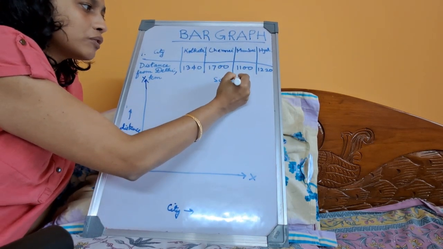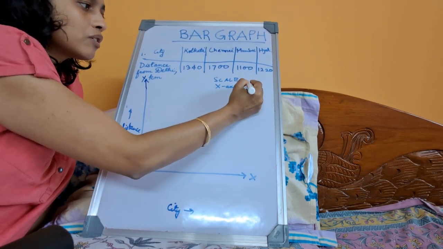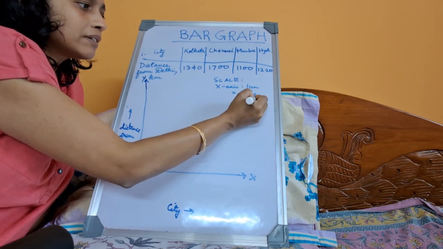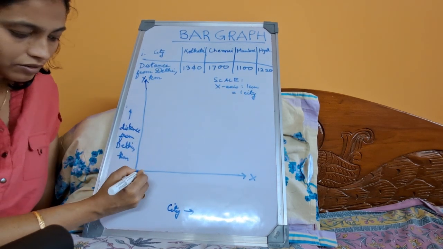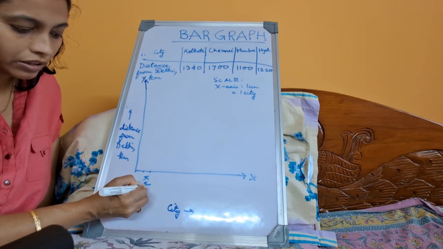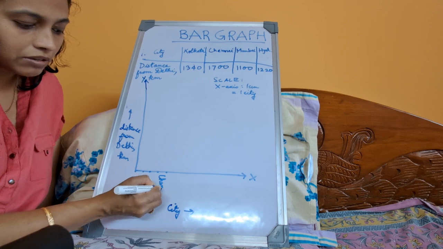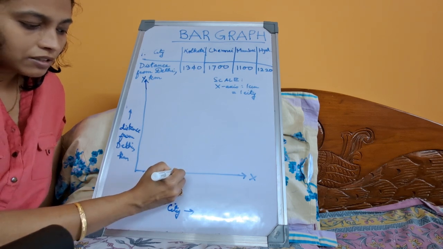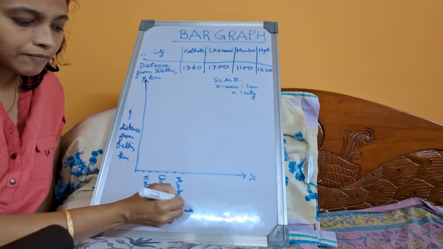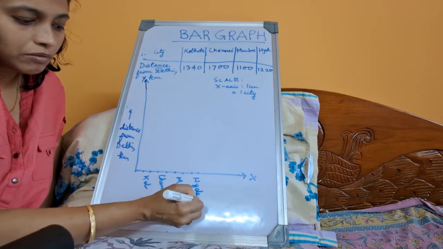So same thing, for the x-axis scale, we need to write 1 centimeter is equal to 1 city. We leave 1 centimeter, take 1 centimeter. This is Kolkata. Again leave 1 centimeter, take 1 centimeter. That's Chennai. Similarly, we have Mumbai. And then we have Hyderabad.